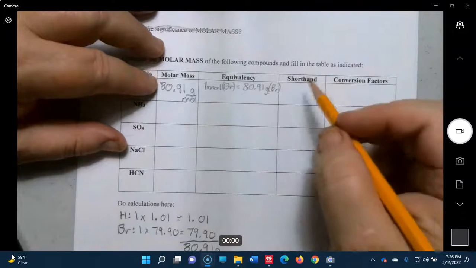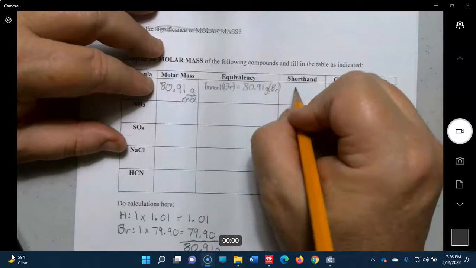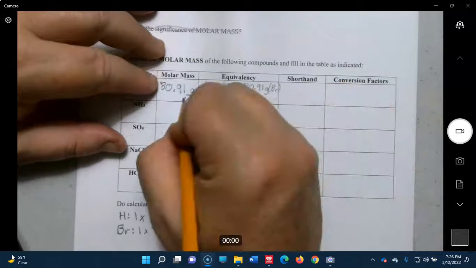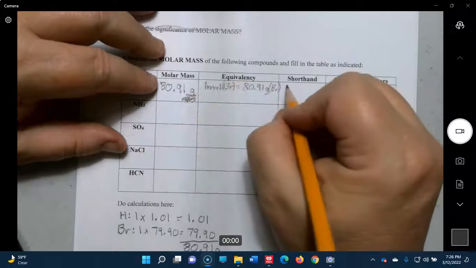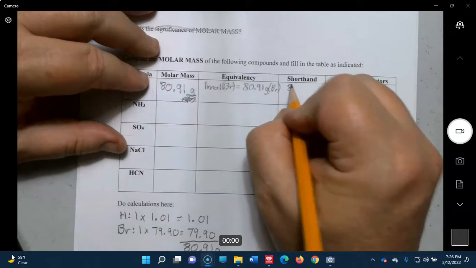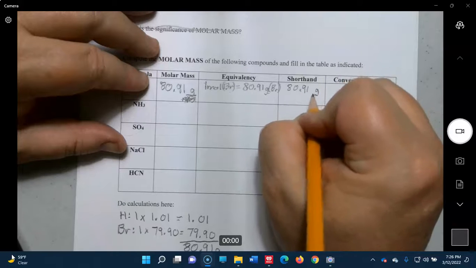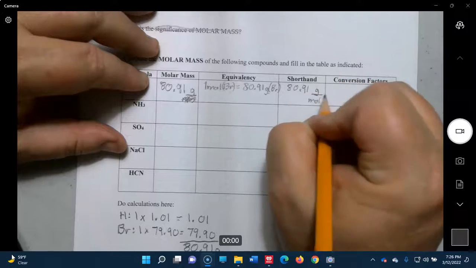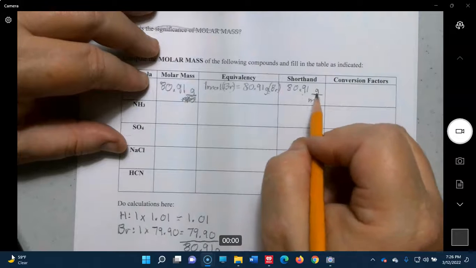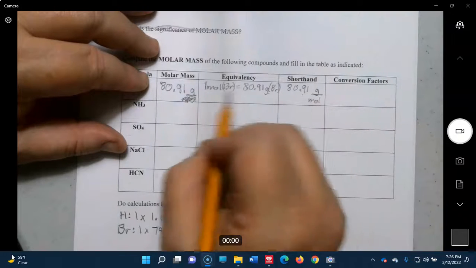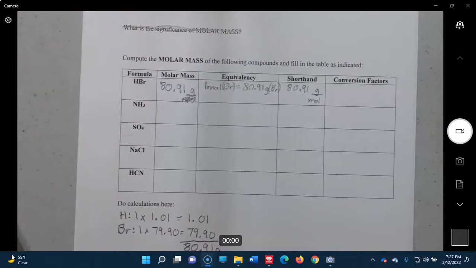That's really it, actually, over there. The molar mass is really just 80.91 grams. Now the shorthand is 80.91. If you wrote it in both places, that's fine. Grams per mole. And again, what that means is 80.91 grams of bromine for every 1 mole of bromine. Really what the equivalency says very explicitly.